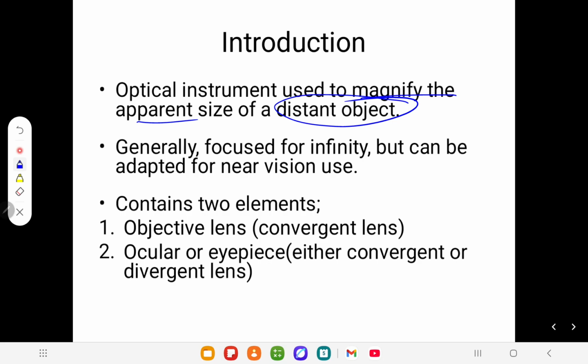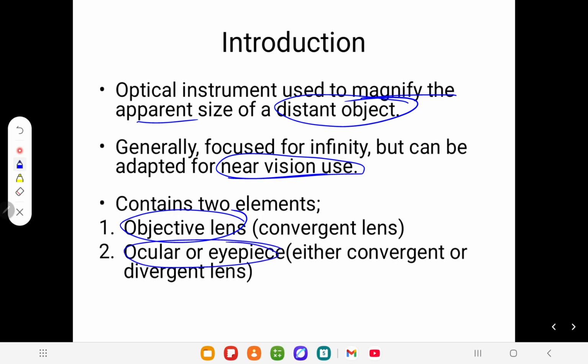Generally it is focused for infinity, but it can be made for near vision, and sometimes for near vision we call it a telemicroscope. Not a microscope, but generally we call it a telescope; if a telescope is used for near vision or intermediate vision, it is called a telemicroscope. Okay, so for telescope optics, there are two central elements: the objective lens and the eyepiece or ocular lens.